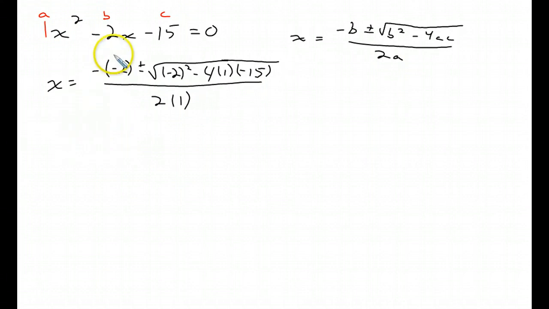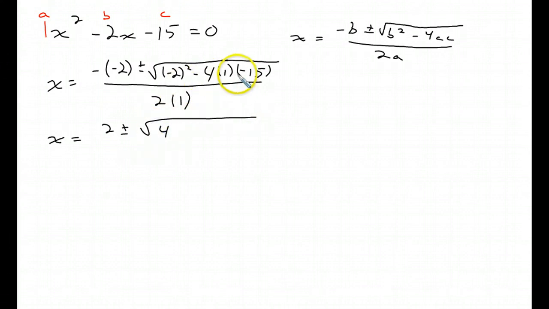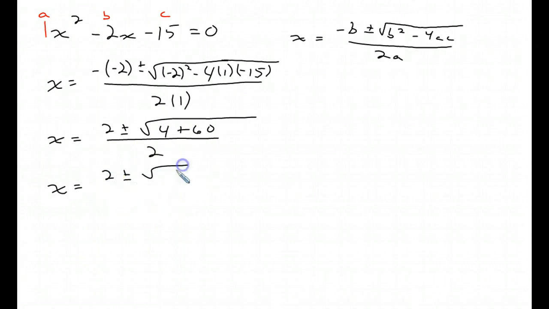Now it's just a matter of simplifying. Minus a negative makes it a positive, so x equals 2 plus or minus the square root of negative 2 squared, which is 4. Negative 4 times negative 15 is plus 60. Divided by 2 times 1, which is 2. So we have x equals 2 plus or minus the square root of 64 divided by 2. Now we know the square root of 64 is 8, hopefully. So x equals 2 plus or minus 8 divided by 2.